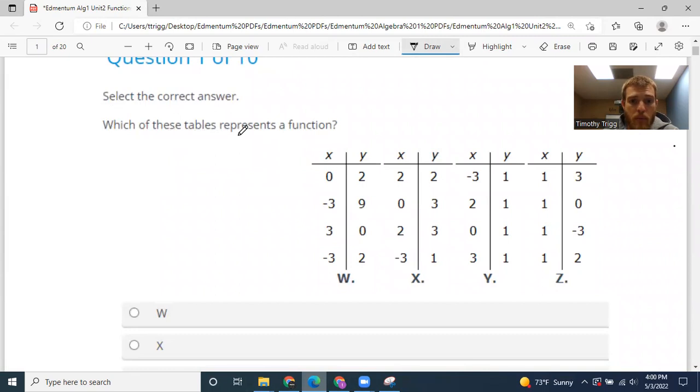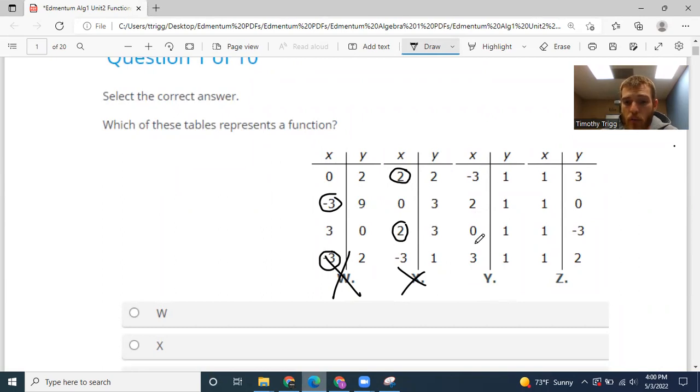Which of these tables represents a function? So once again, it's a function if you do not see the x repeat. So for example, w is not a function because you see -3 repeated, and they have 2 different outputs. Therefore, w is not a function. Okay. For the same reason, notice on list x, 2 is repeated. So this is not a function.